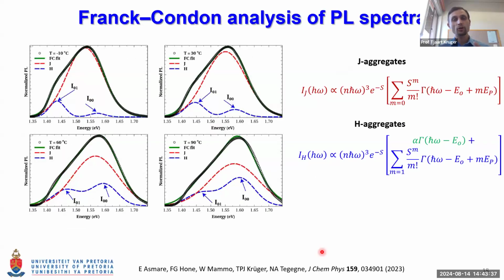One can do this Franck-Condon analysis, empirically fitting the experimental spectra by taking into account these two expressions for the H and the J aggregates. These spectra can only be fitted when both the equations for J and H aggregates are used. As a function of temperature, one can see that especially the intensity of the 0-0 transition increases, again indicating the presence of H aggregates in addition to J aggregates.